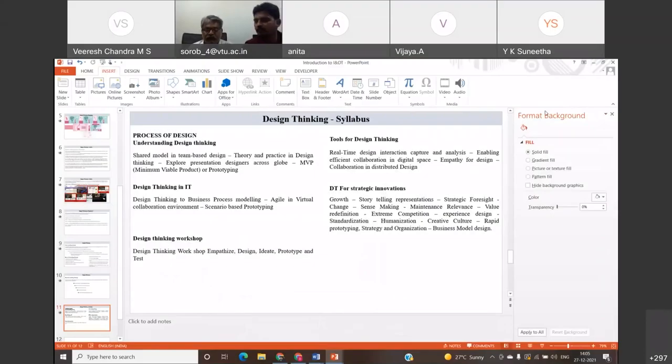In the first session, I just briefed about what exactly is design thinking and how it leads to innovation. So we are gathered here to discuss the syllabus and how exactly we can teach this to the students. That is the major intention. The first session was dedicated completely to the introduction. Now let us start with the syllabus.